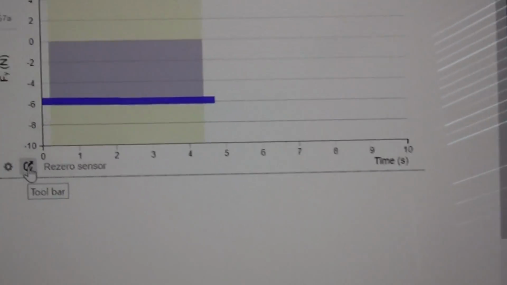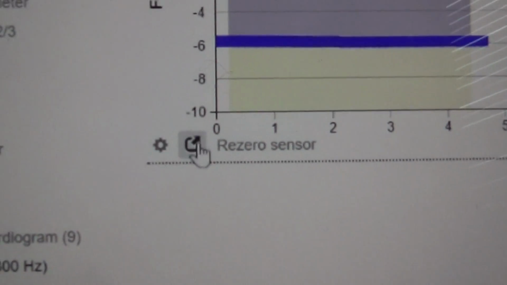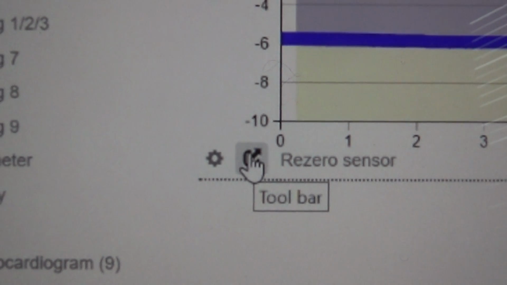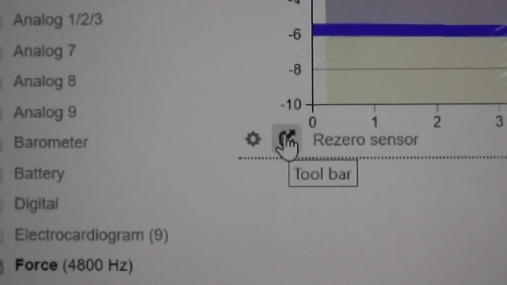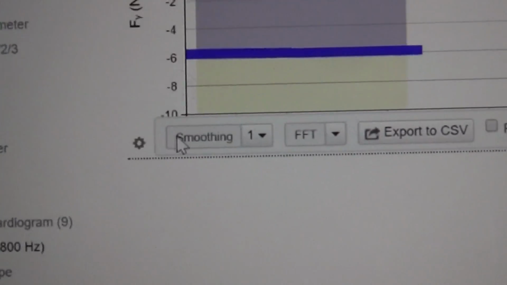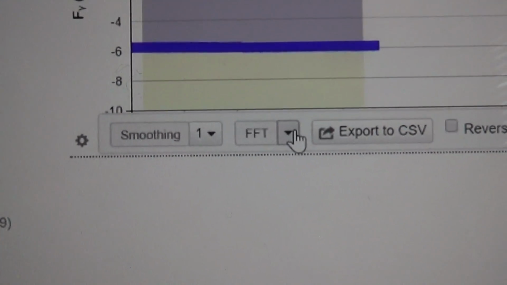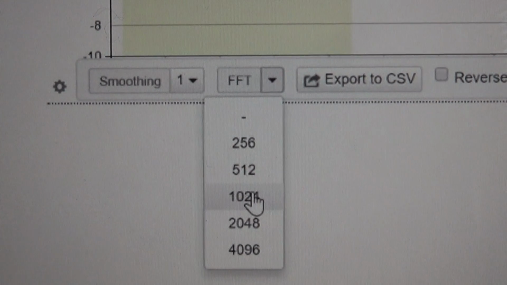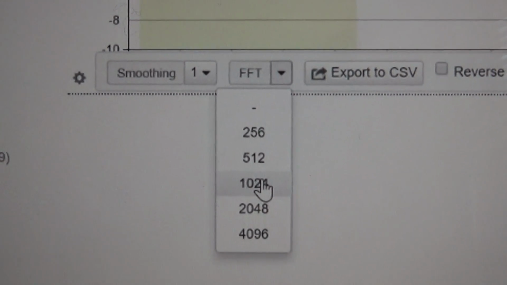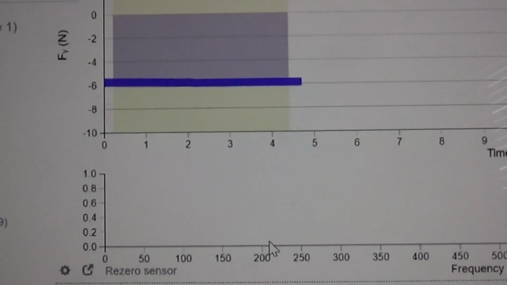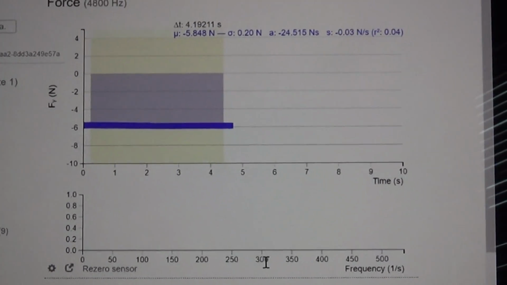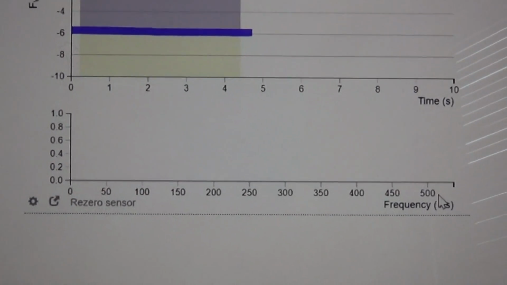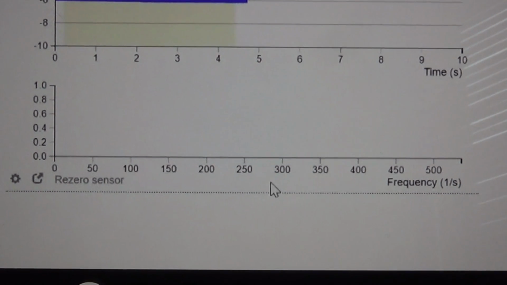And then you go to here, where it has this little square with the arrow sticking out, and it says toolbar when you put your cursor on there. You left click on that, and then you move your cursor over to where it says FFT in the drop-down menu. Then you go down to the 1024. That's how many bins it's going to get split up into. Click on that, and now you have this graph down here, which has an x-axis of frequency.